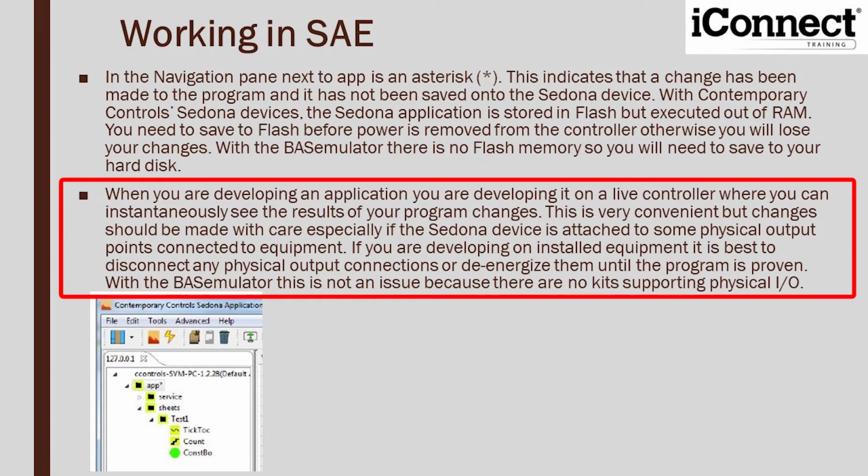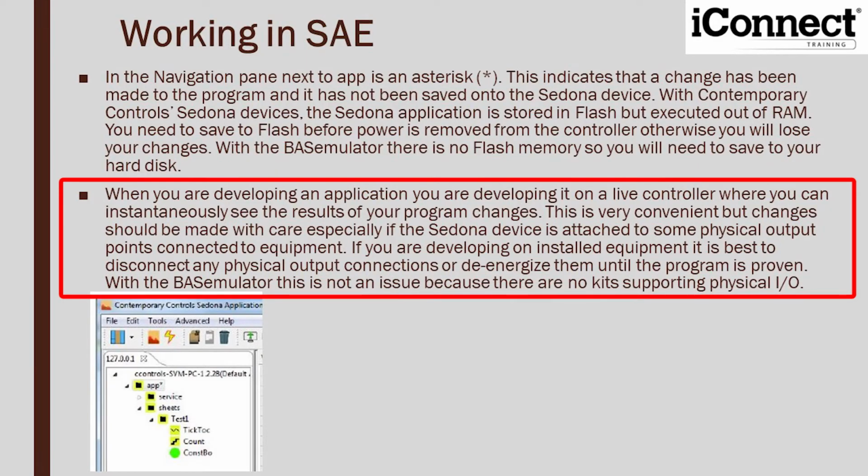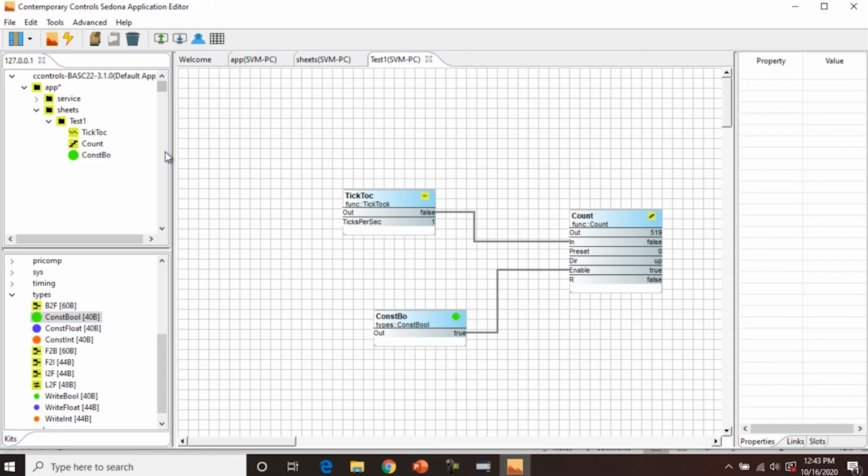It's very convenient, but it needs to be done with care. If you're on an actual controller that's hooked up to physical equipment such as a boiler or HVAC components, making changes can be a big deal. So that's where the emulator comes in. It's very handy. We can make changes, we can mess around with stuff, and we're not going to potentially screw up an actual controller. So before we save the program, let's rename it.